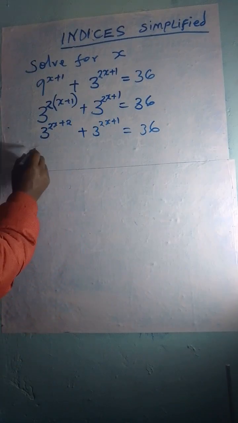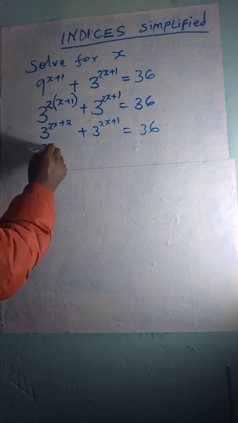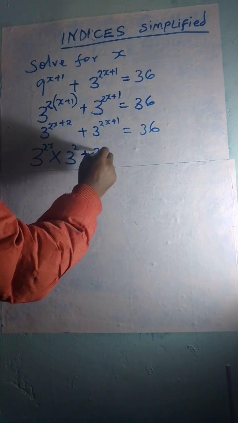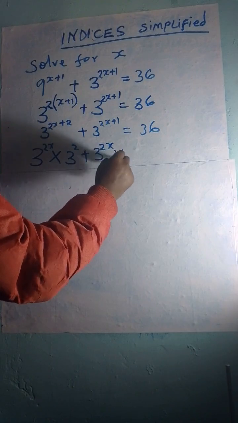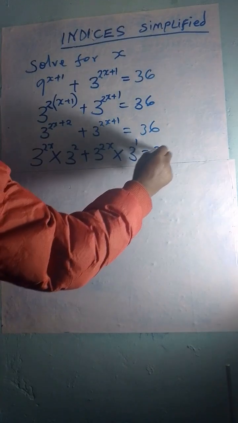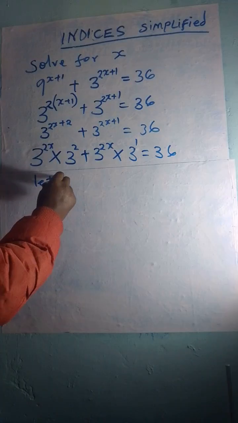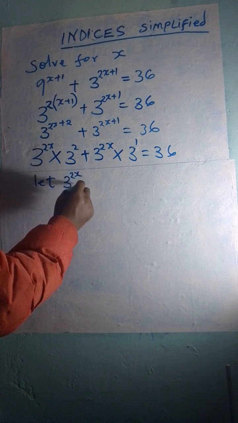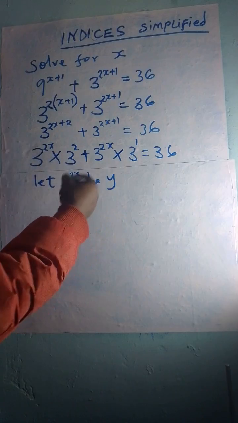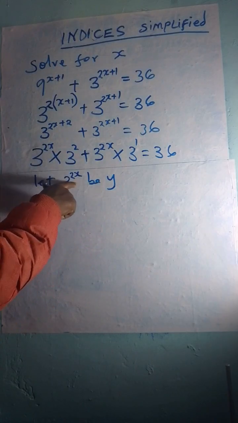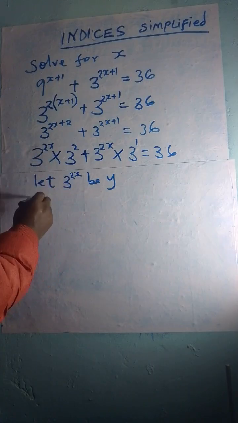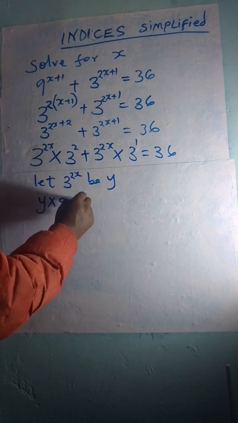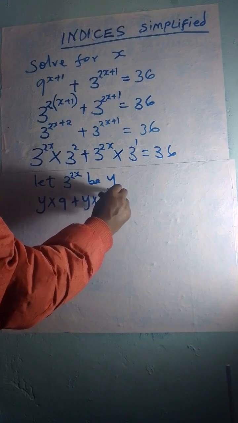This is equal to 3^2x times 3^2, that is this, plus 3^2x times 3^1 is equal to 36. Now let 3 raised to power x be y. So where you see 3 raised to power 2x, put y there. So this is y times 9 plus y times 3, which is equal to 36.